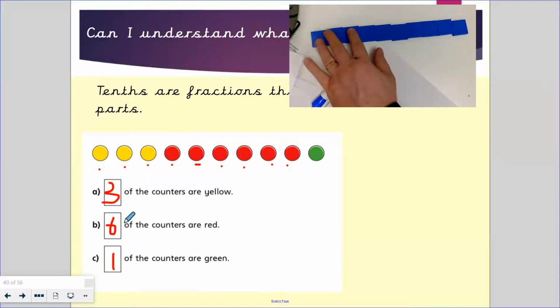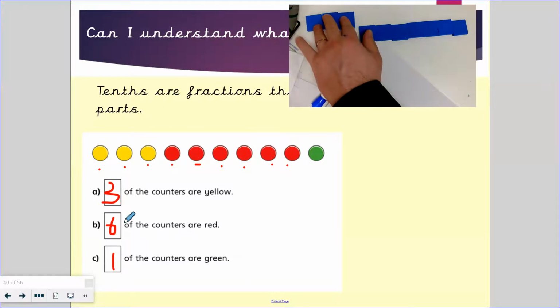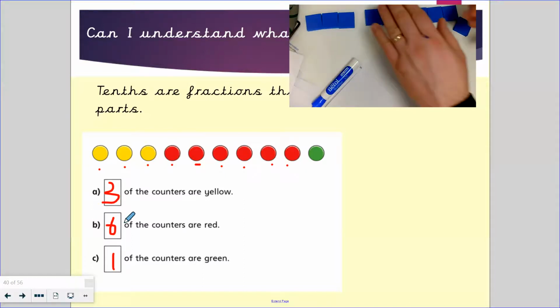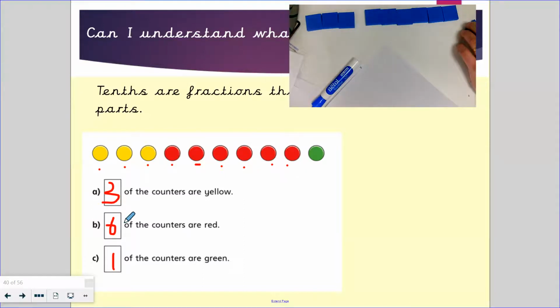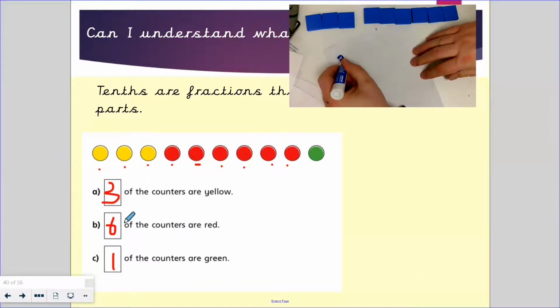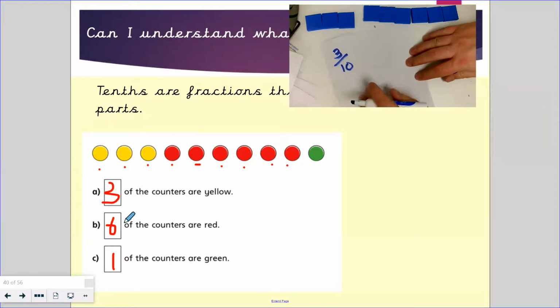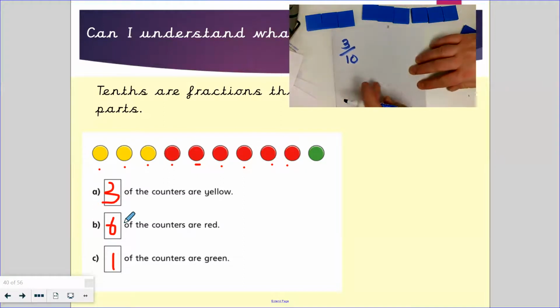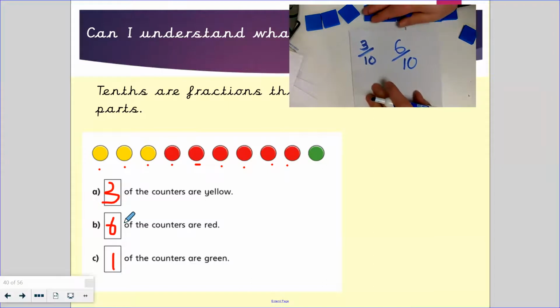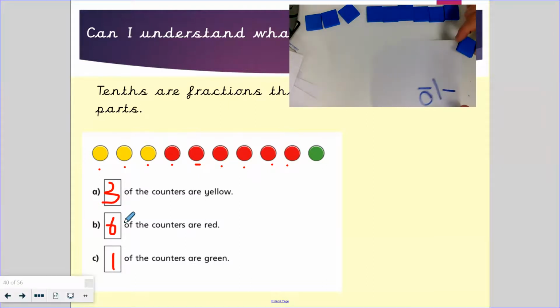And you can see here, 3/10 are yellow, 6/10 would be red, sorry, and 1/10 would be green. So if you were to write that as fractions, it's 3 out of 10 were yellow. We would then have 6 out of 10 that are red, and then we have our 1 out of 10 that is green.